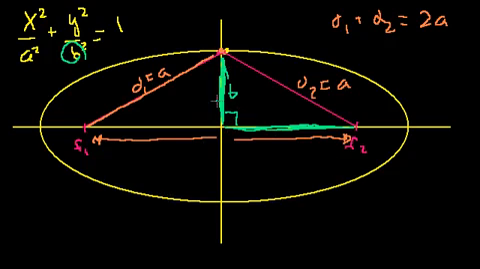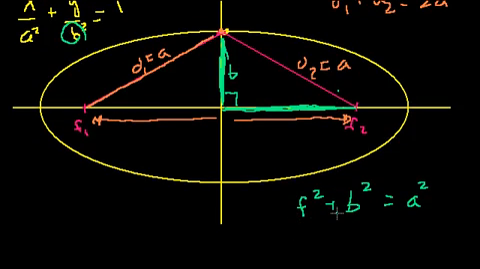So we have, what is it? We have the focal length, and we could do it on this triangle or this triangle. I'll do it on this right one here. This focal length is F. Let's call that F. F squared plus B squared is going to be equal to the hypotenuse squared, which in this case is D2, or A, which is equal to A squared. And now we have a nice equation in terms of B and A.